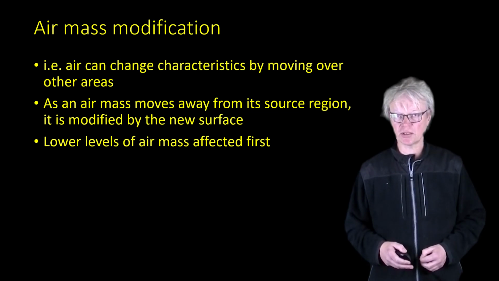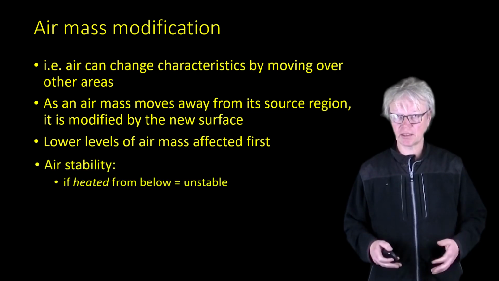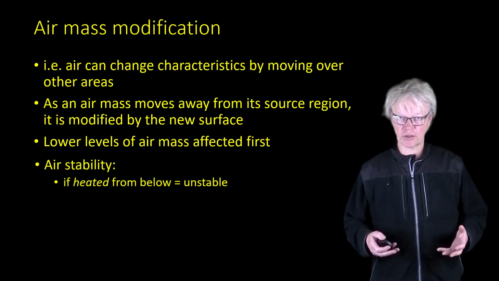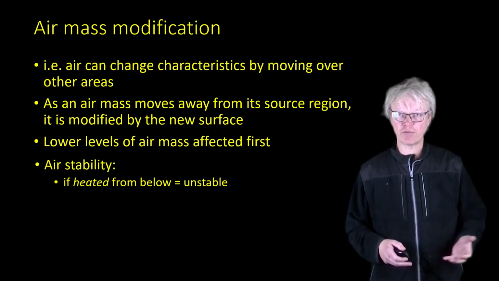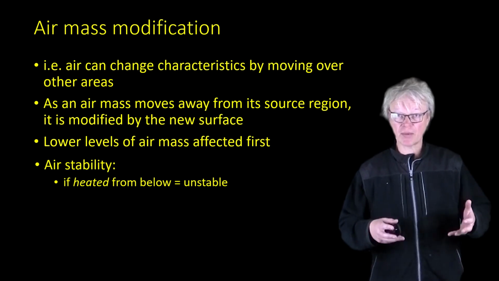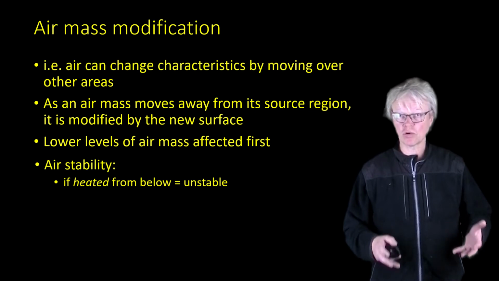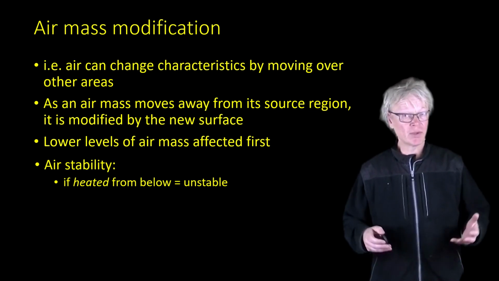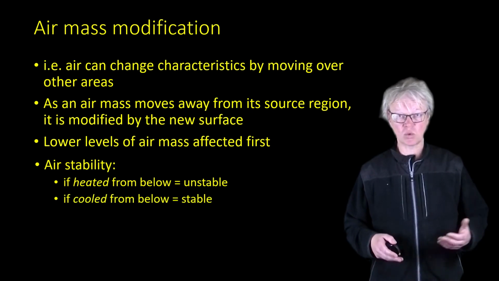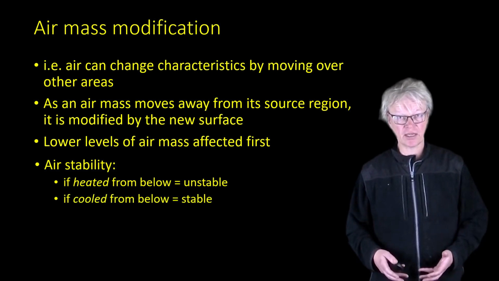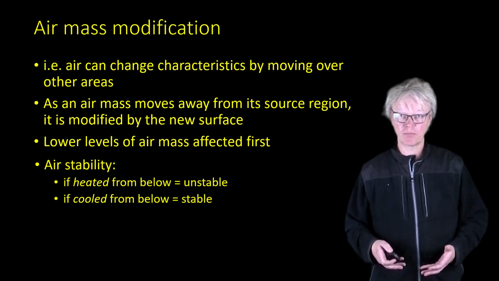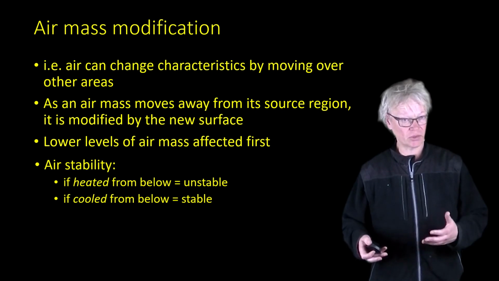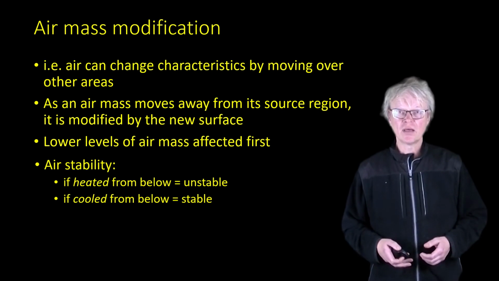Now this has a major impact on the stability. Okay, you should know what stability is. And so if an air mass undergoing modification is heated from below, so it warms up, that means that air mass will what? It'll rise. And we know that rising air means you have an unstable air mass. But if that air mass is cooled relative to what it was before, then it'll tend to sink and it will stay more stable. So it has real implications for the types of weather that you get. And we'll look at that in a minute.